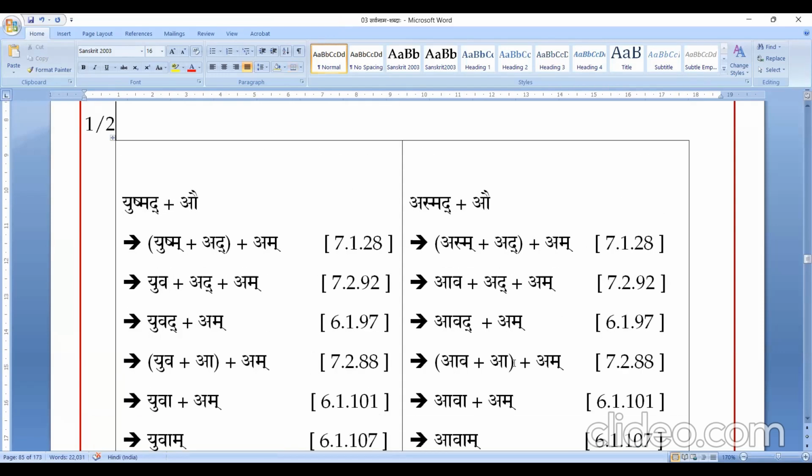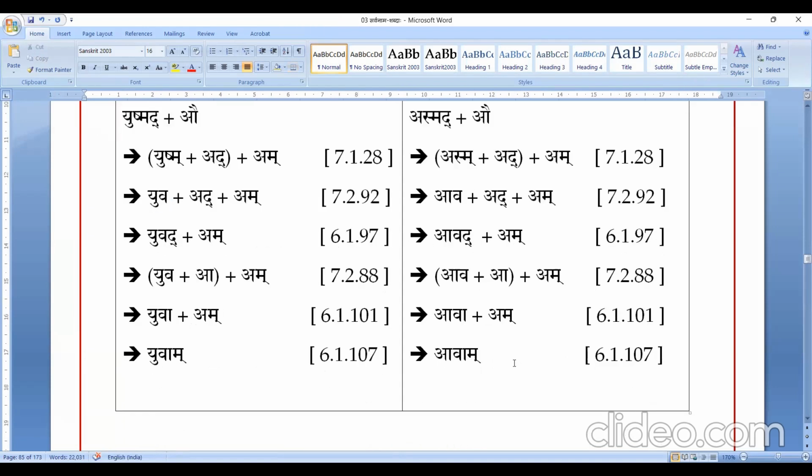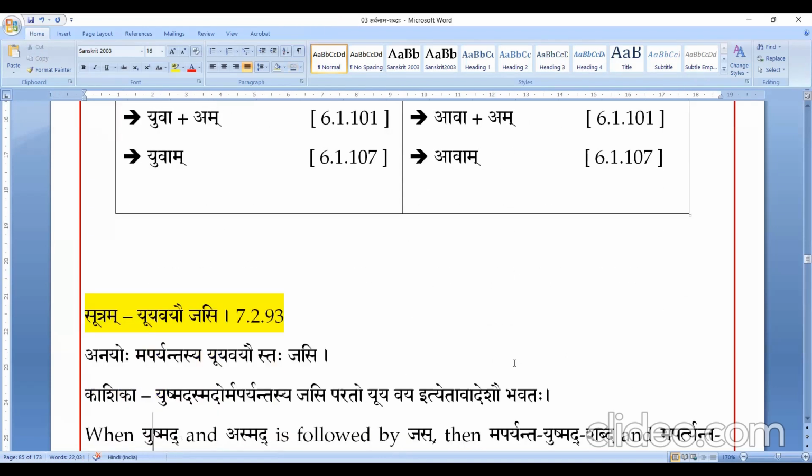Here we have only one form, one method. Whether it is Siddhanta Kaumudi or Laghu Siddhanta Kaumudi, the Atva Adesha happens in place of the letter Da, therefore you get Yuvam, Avam, common. Then Tvam, Yuvam, Trimali, Aham, Avam. We have derived. Then 7.2.93, Yuva Vayo Jasi.